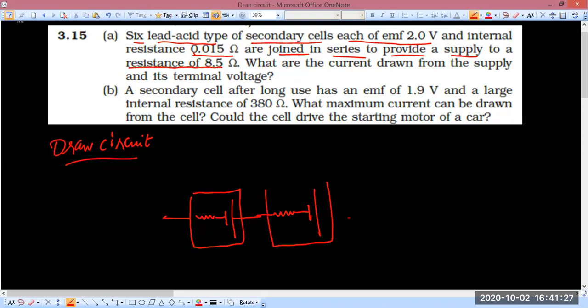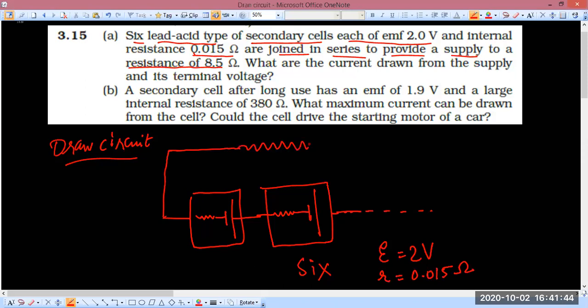Like this, there are 6. Okay, I'm just too lazy. With epsilon 2 volt and internal resistance 0.015 ohm. Okay, and all the 6 are connected in series, and then they are supplying current to a resistance of 8.5 ohm. I hope you understood this, right?